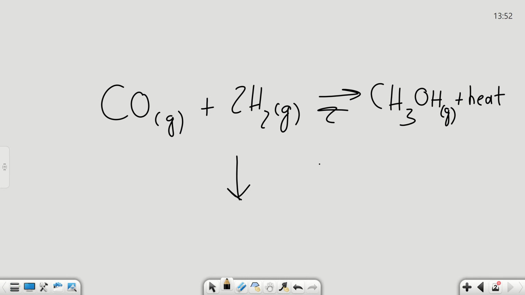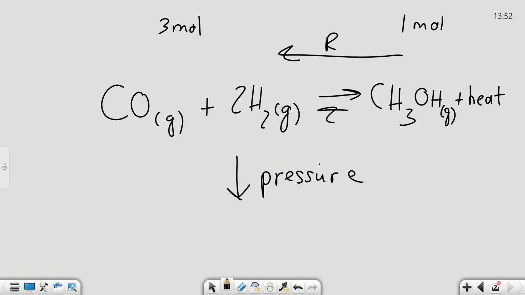All right. What about if I decrease the pressure? Well, you can see everything is gases here. There are 3 moles of gas on the reactant side and 1 mole of gas on the product side. If I decrease pressure, I'm creating more space. That will shift toward the reactants. If there's less pressure, I can produce more gas.